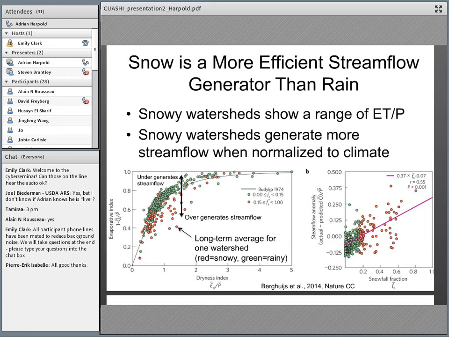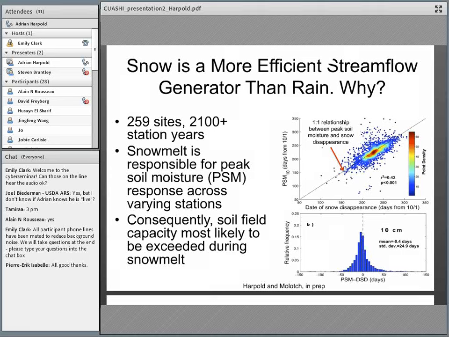And understanding that has really captured me and some of the other people that I've got thinking about this. And one of the ways that we're trying to explain this is using soil moisture response. So some data that we pulled together from a large number of sites across the western U.S. is showing that snowmelt timing is strongly related to peak soil moisture. So peak soil moisture is controlled by snowmelt regimes.